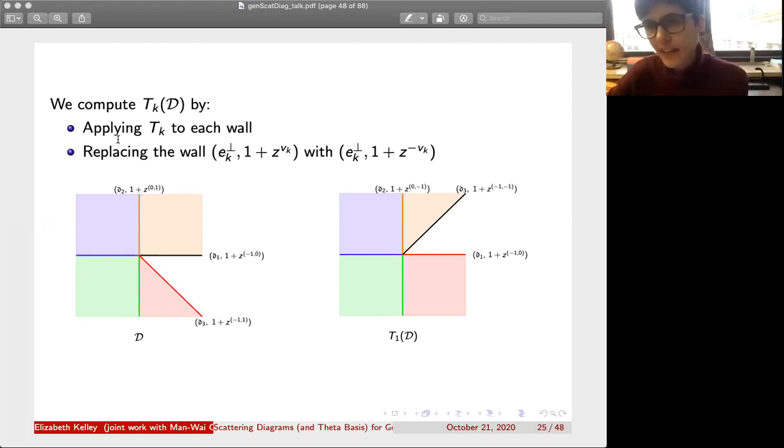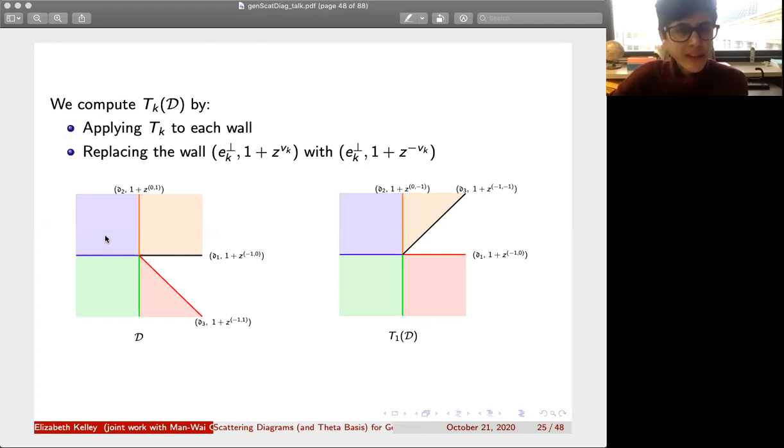I'm not going to say anything other than this example. So here I tried to use color to suggestively highlight things. Here you can see that the left side of the diagram is fixed. It doesn't do anything. And then on the right side, we have some sort of shearing. So this TK map is a piecewise linear map. It always fixes half of the diagram and it shears the other half of the diagram.